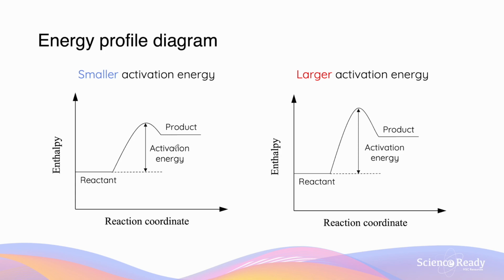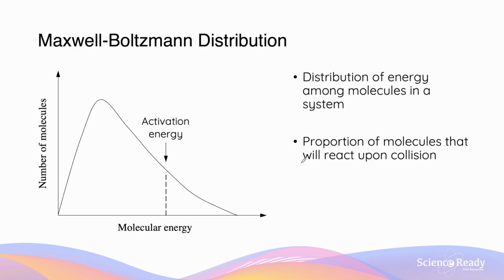So looking at these two profile diagrams, they demonstrate to us that the reaction on the left has a smaller activation energy, which is the difference in energy between the reactant and its peak, than the one on the right-hand side, which has a larger activation energy relative to the left-hand one. The Maxwell-Boltzmann distribution is a distribution of energy amongst molecules that are in a system.